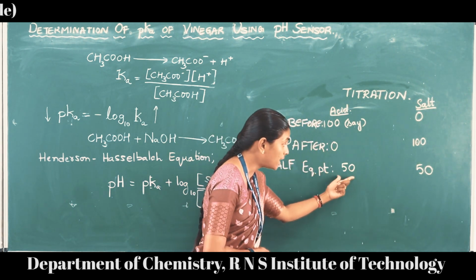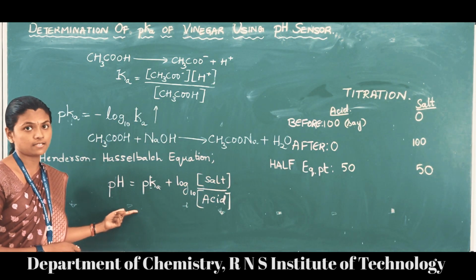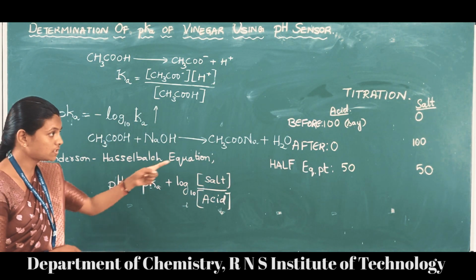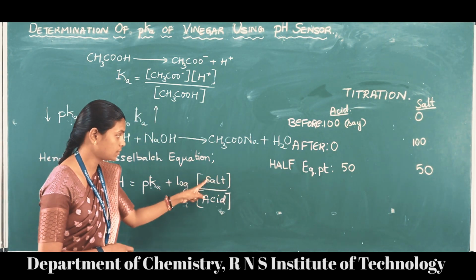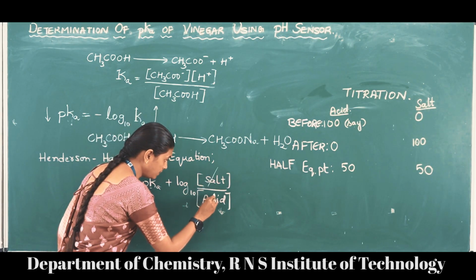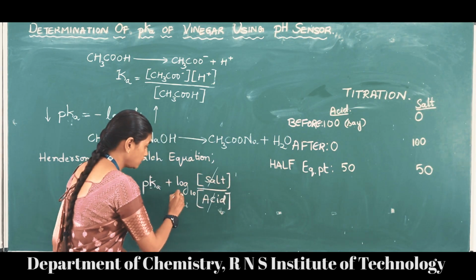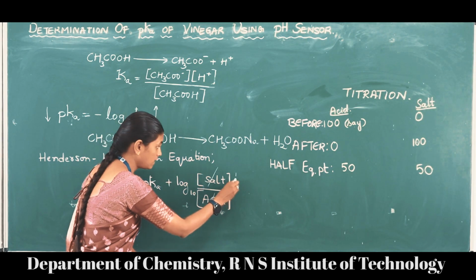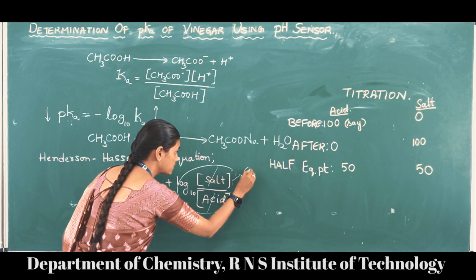Now let us apply this situation in the Henderson-Hasselbalch equation. So what is the concentration of the salt and acid there? They are equal, so they can be substituted over here. Because they are equal to each other, they will cancel with each other, giving 1. And the log of 1 value is 0. So this whole term tends to 0.